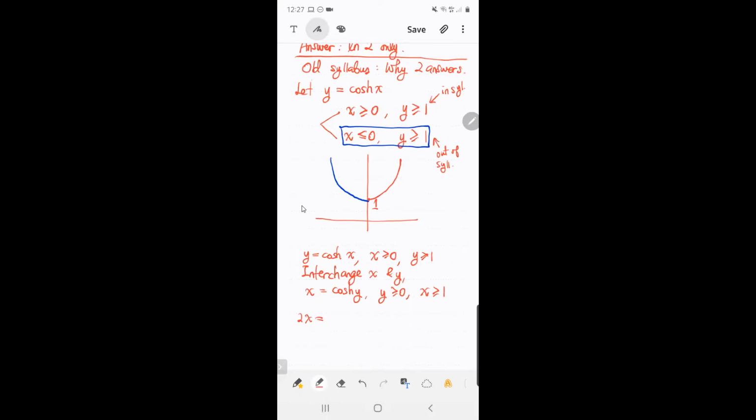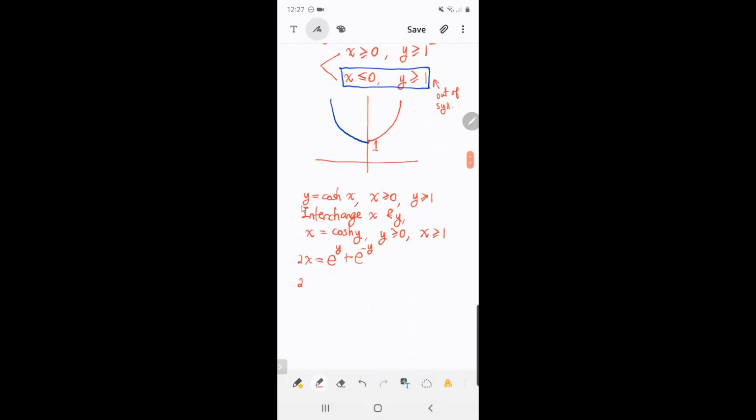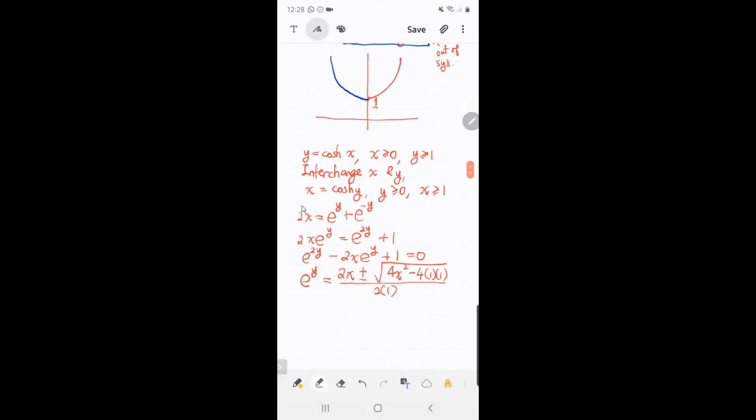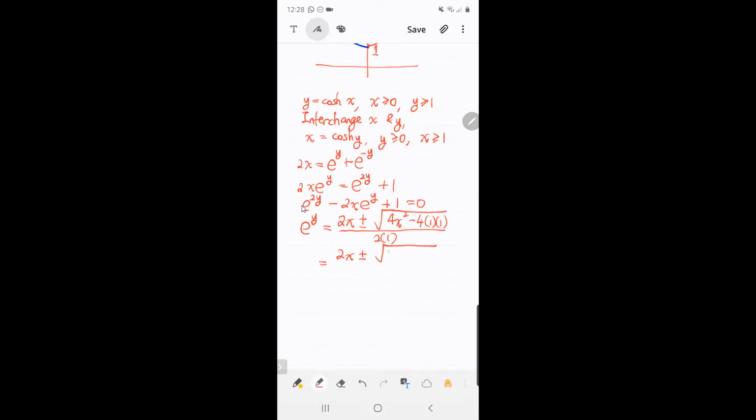Yes, sir. Okay. Right. So we have 2x equals e to the power of y plus e to the power of negative y. Then the equation equals 0. Using the quadratic formula, e to the power of y is equal to negative b, so therefore you have 2x plus minus square root of b squared, so you have 4x squared minus 4 times a times c, divided by 2 times 1. So in this case, you have 2x plus minus square root of, so factorize the 4.